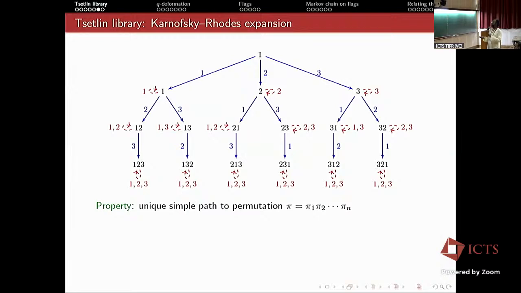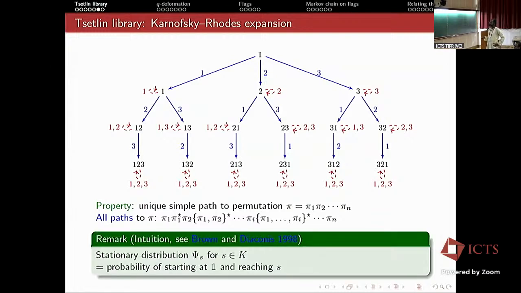And so there's a unique simple path to any permutation in this left regular band. And any path which leads to pi is of this form. First it will act by pi 1. Then you can apply pi 1 any number of times. Then you act at some point by pi 2. And then you can act by pi 1 and pi 2 any number of times, etc. You continue this way, and you will eventually hit pi.